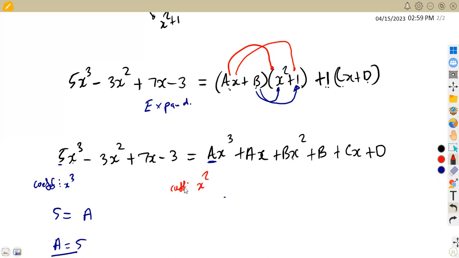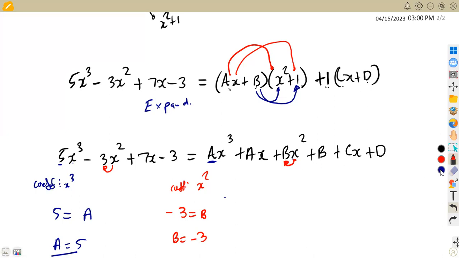All right, working with x squared, the coefficient of x squared here is -3. So -3 is equal to the coefficient of x squared, which in this case is just b. That means our b is equal to -3. We have the value of b.